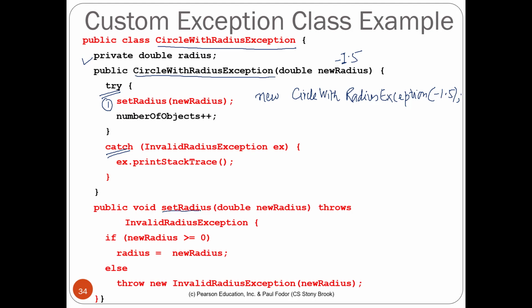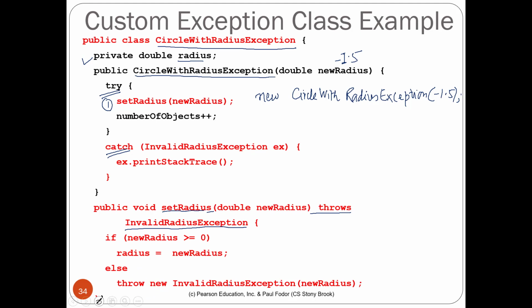Let's pay attention to setRadius now. This setRadius method is defined such that it might raise an exception, which is InvalidRadiusException. So when will that happen? If your new radius, which is minus 1.5 in my case, is greater than or equal to 0, then we will set this radius to new radius, only if the radius is valid. If not, then we will throw an exception.